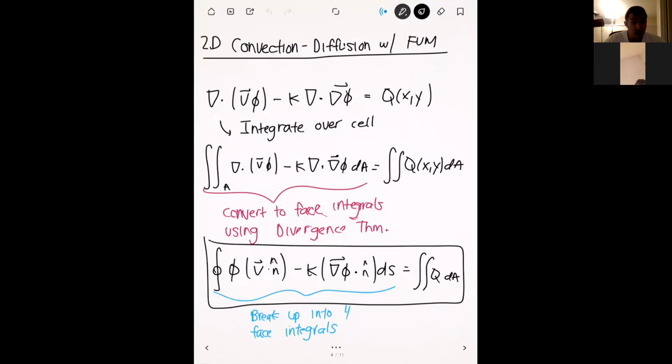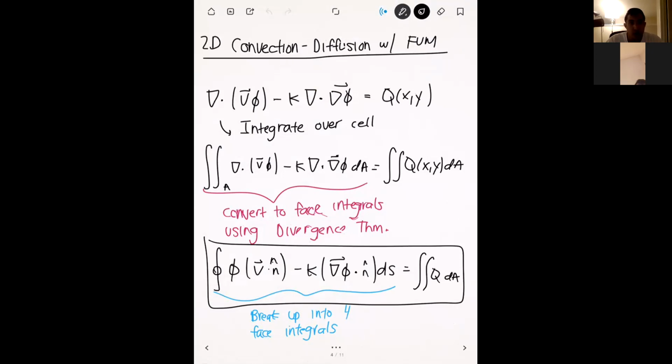Right? Because what we're doing right now is we're doing these kinds of problems. We're doing 2D convection and diffusion with finite volumes, right? And so right here at the top, we have our starting equation. We have our convection term, we have our diffusion term, and we have our source term, right?